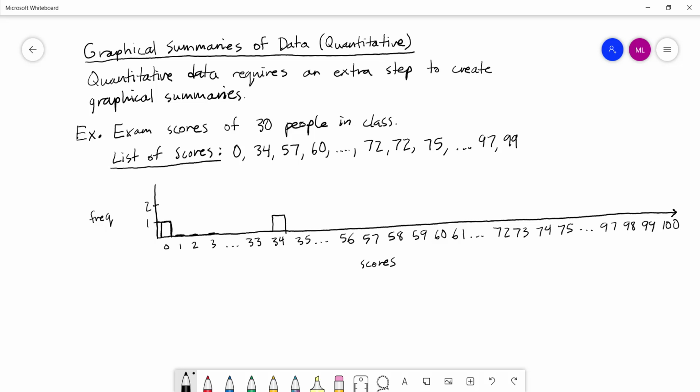What did we see? If somebody got a 57, then there's a bunch more zeros. Somebody got a 60, some more zeros. 2 people got a 72, so we finally have a frequency greater than 1 or 0. Then nobody got a 73, nobody got a 74. One person got a 75, one person got a 97, one person got a 99.